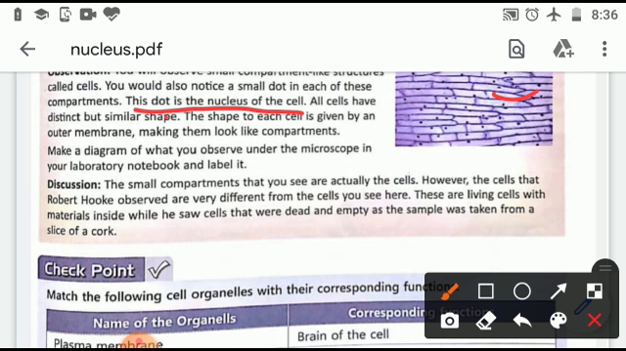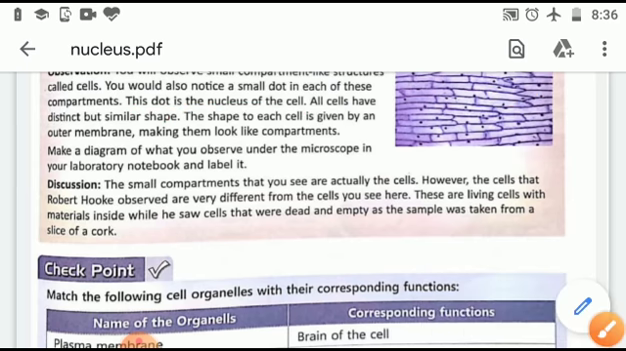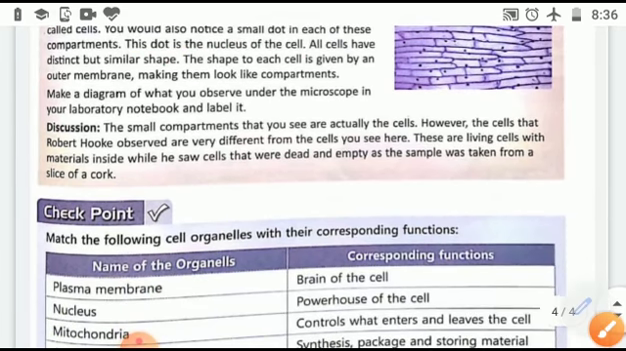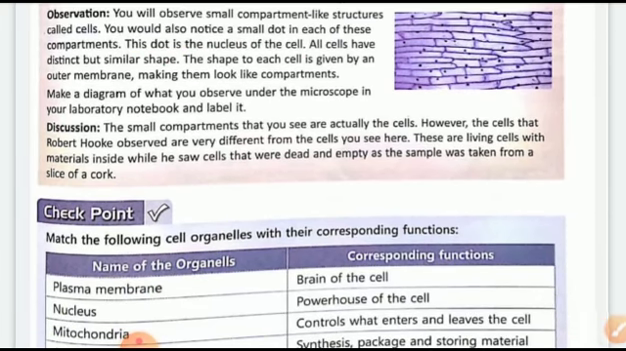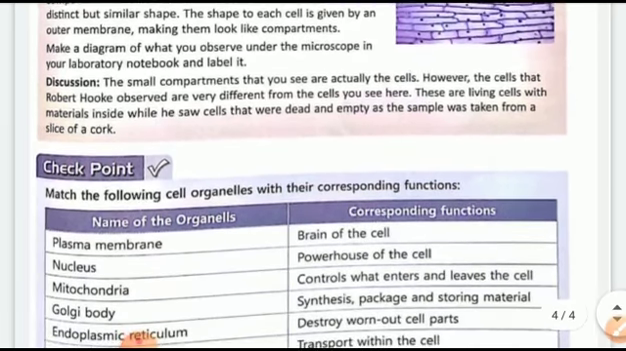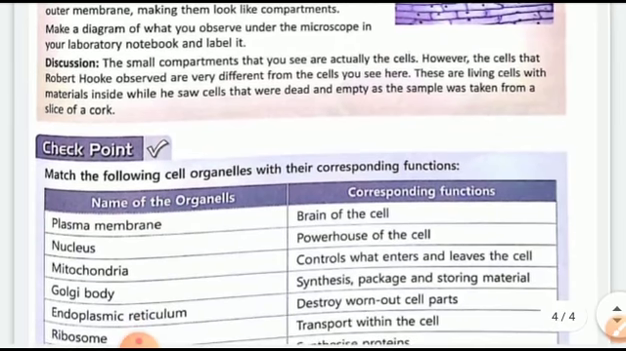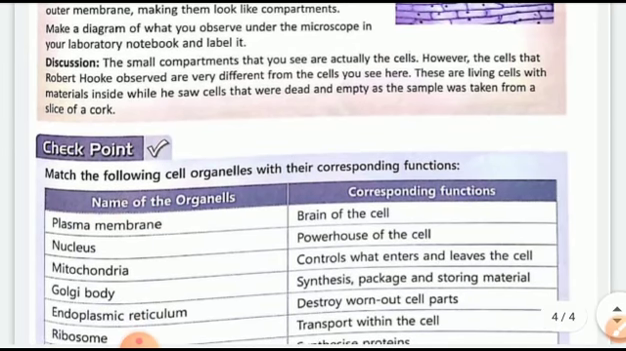Observation and discussion. The small compartments that you see are actually the cells. However, the cells that Robert Hooke observed are very different from the cells you see here. These are living cells with materials inside, while he saw cells that were dead and empty. There was no dot, no nucleus. So Robert Hooke saw dead, empty cells that did not contain the nucleus. Living cells contain the nucleus. So that is about the nucleus.